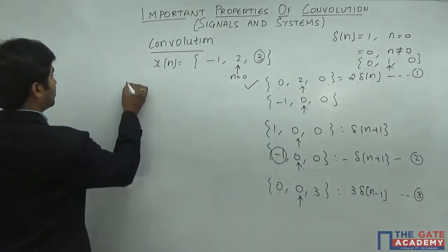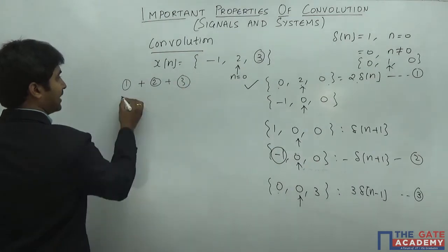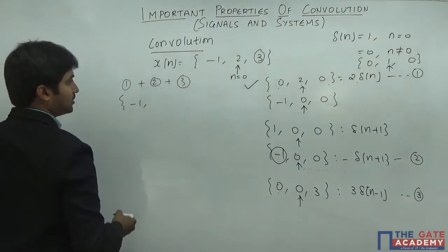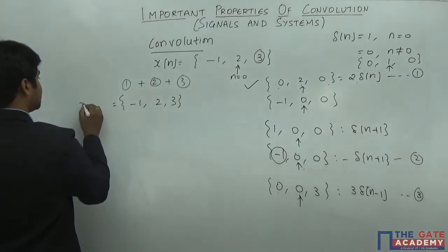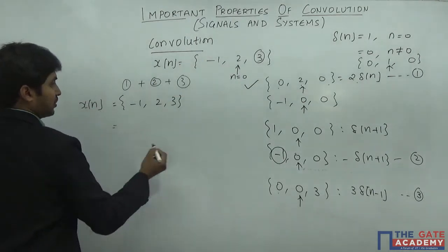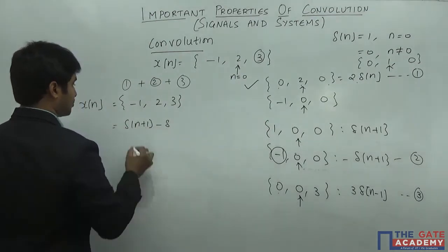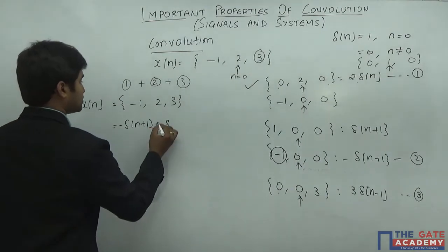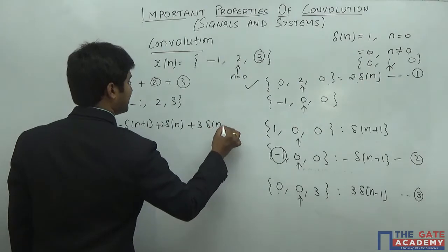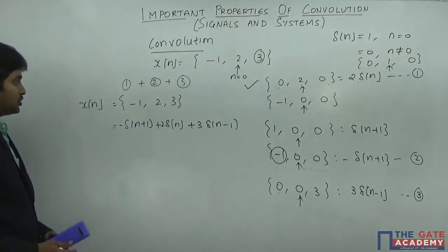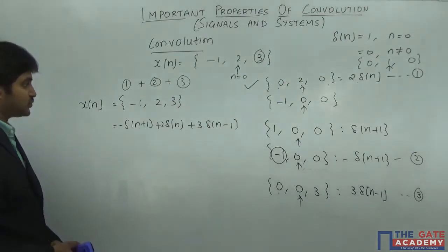If I add all 3 of them, then this is nothing but minus 1 comma 2 comma 3, which is the given signal x of n. So I can write it as minus of del of n plus 1 plus 2 into del of n plus 3 into del of n minus 1.